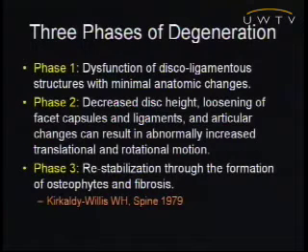I think it's important when you look at etiology of effusions in the facets as well as cysts to look at the Kirkcaldy-Willis cascade. I think it's instructive, and we'll see this over again through the talk. Phase 1 is the early phase of dysfunction in the discal ligamentous structures with minimal anatomic changes. Phase 2 is relative instability with decreased disc height, loosening of the facet capsules and ligaments, and the beginning of some abnormal translation and rotational motion. It's important that most of the effusions occur in this setting and most of the cysts occur in this setting.